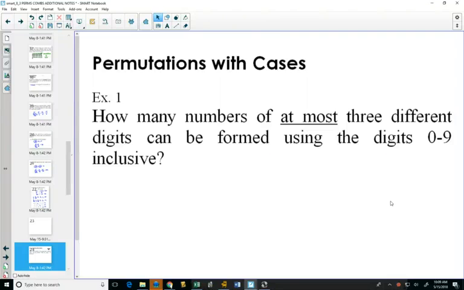Permutations with cases. Permutations with cases comes up when you can't count something all at once. And you guys have been discovering this with brother, sister, brother, sister, brother, sister, or it could be sister, brother, sister, brother, sister, brother. And if you have two things that you count separately, you just add them up. And that's the idea with cases. When you can't count something all at once, you count it separately and just add up all of your separate cases in the end.